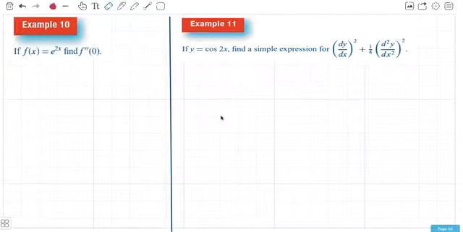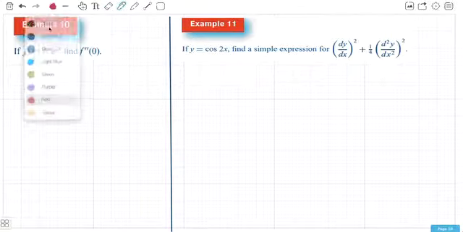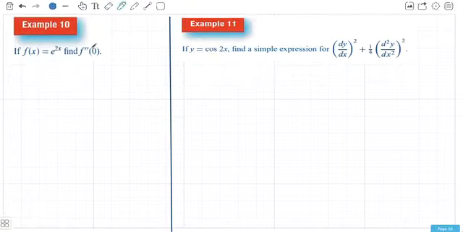So I worked example 10 and 11 in chapter 6. They're actually both quite quick, so I'll do them together. The first one we've got here is we're finding the derivative, and it's got a 0 in here. Now the 0 inside the brackets implies this is the second derivative at x equals 0. So what's the value of the second derivative when x equals 0?